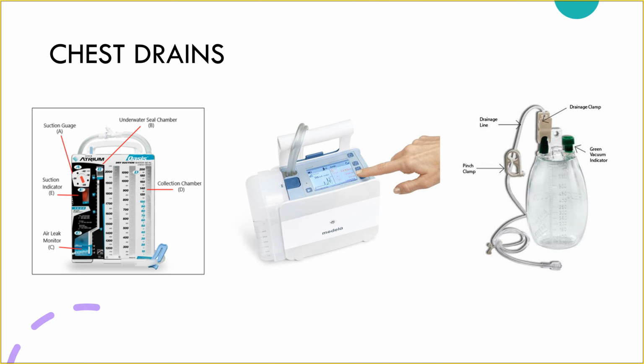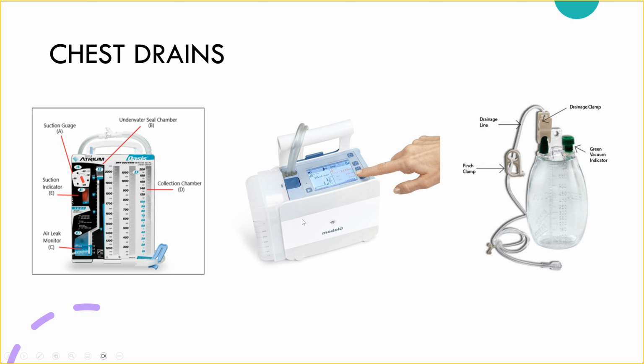So just moving towards the end, there are three types of chest drains that we usually use. The first one that we use more commonly is this one, that is having a collection chamber. It has an underwater seal chamber, and then there is an air leak monitor in which there is bubbling if there is any air leak in the system, and then there is an area where we can apply the suction for the chest drain. So this is the normally used chest drain.